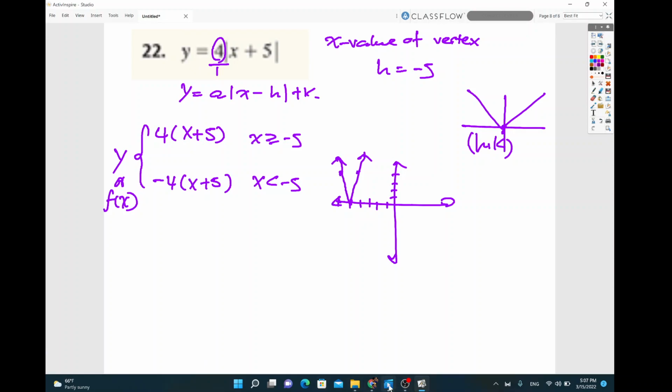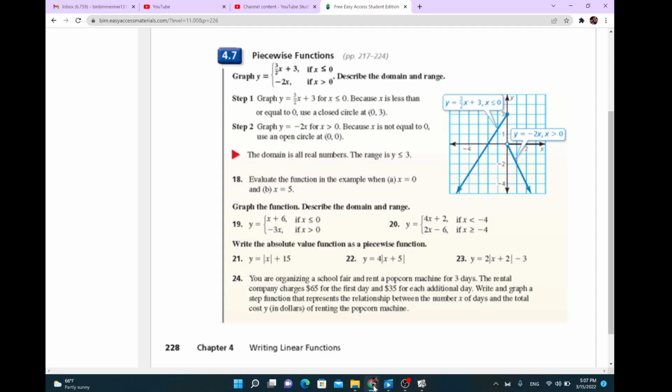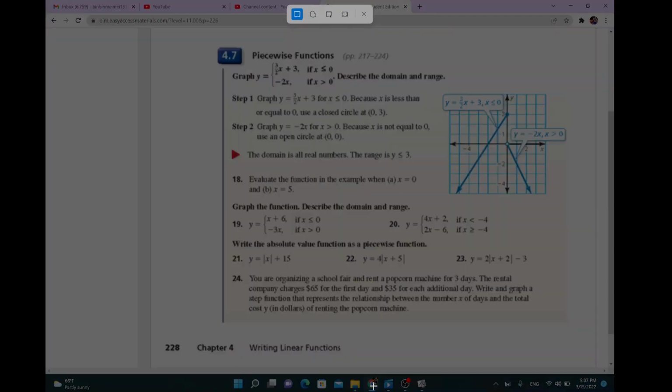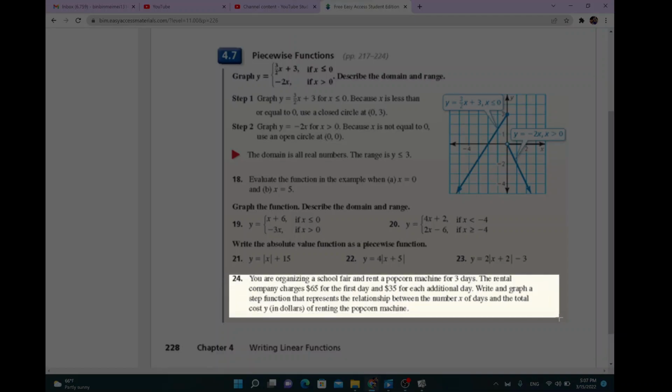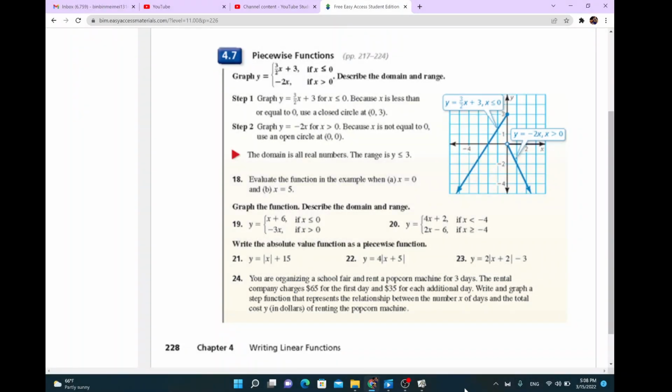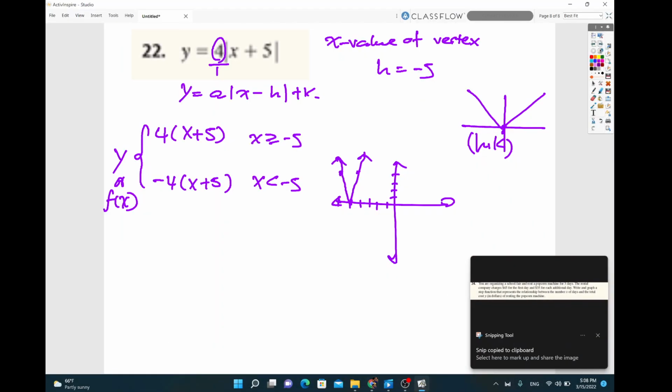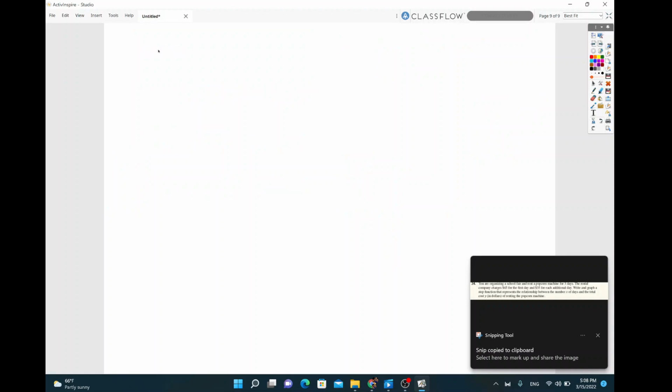Okay, so now let's see what else we have for the rest of the template here. The other one is to set up the piecewise function from a word problem. Okay, so let's look at that. This is the last one for this whole unit. I'll put it on a new page.